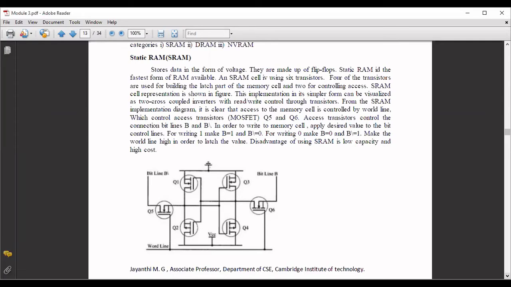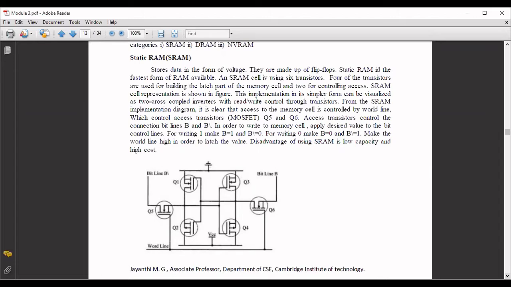Word line means in each word how many bits are available, whether 8-bit or 16-bit, and each bit. So there will be a matrix kind of arrangement, with word lines and bit lines, vertical and horizontal lines. To have that control, you use 2 transistors. So 6 transistors are used; 4 are used for latch purpose and the other 2 for controlling purpose.